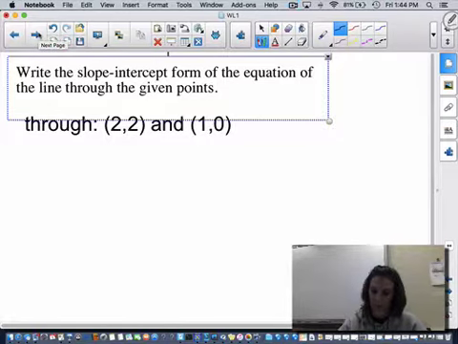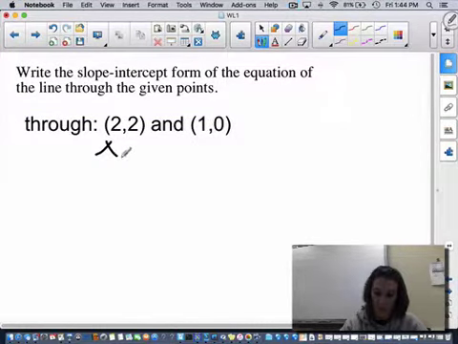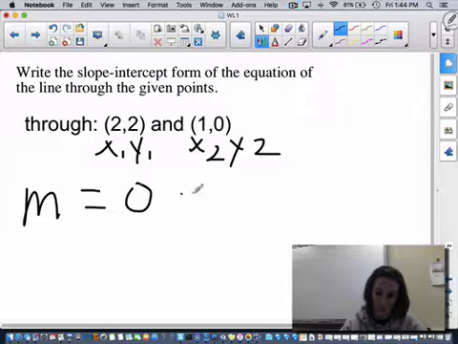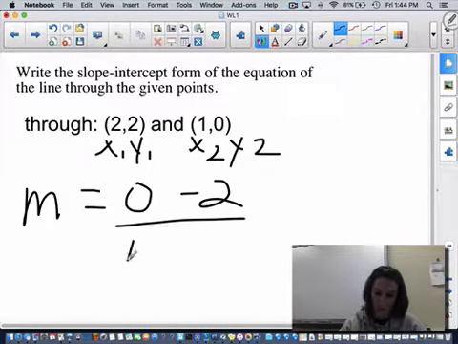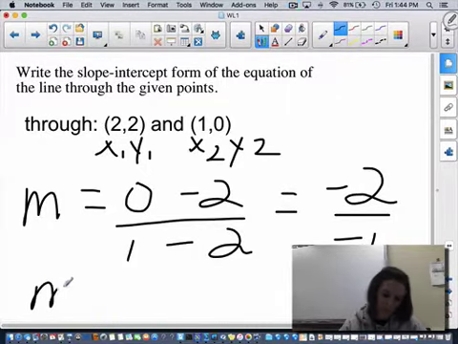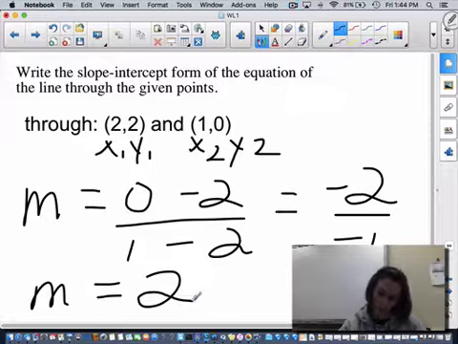Next, okay, now they don't give me slope. I have to solve for slope first. So slope formula is y2 minus y1 over x2 minus x1. So I'm going to label my points. So find slope first. Y2 minus y1 over x2 minus x1. 0 minus 2 is -2. 1 minus 2 is -1. -2 divided by -1 is +2. So our slope is +2.